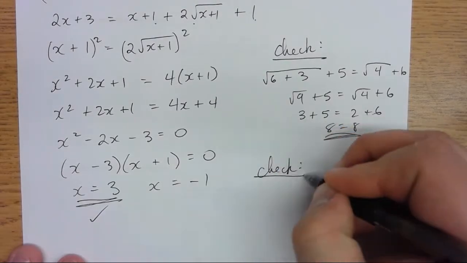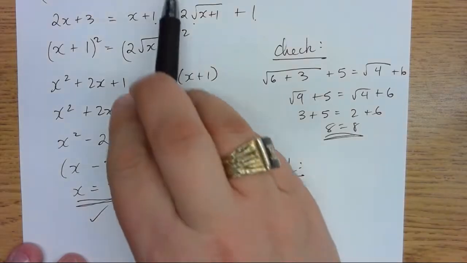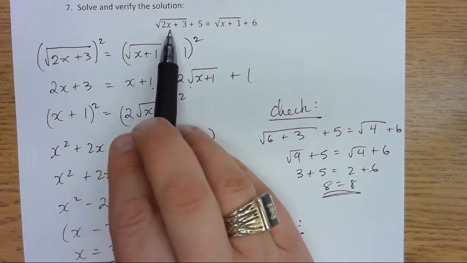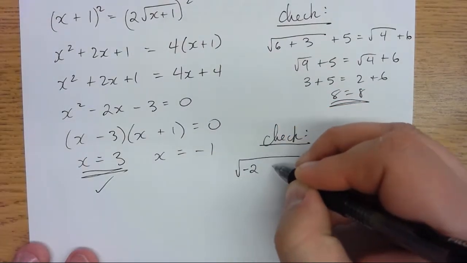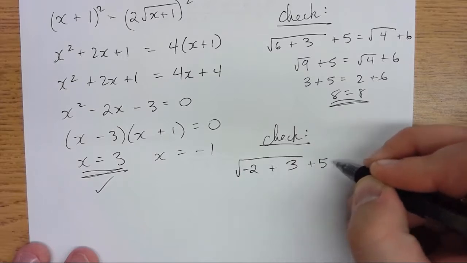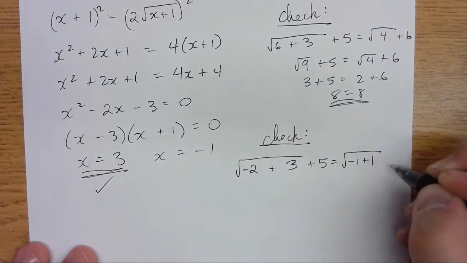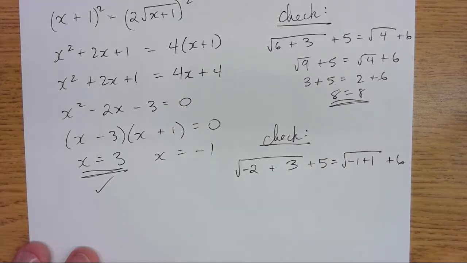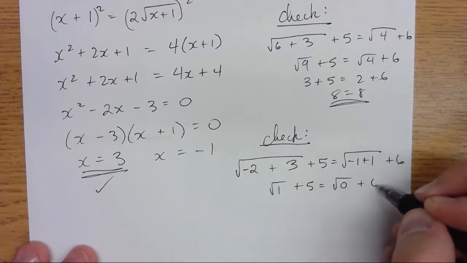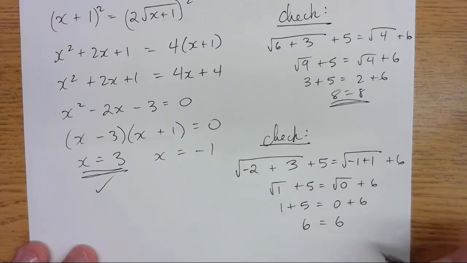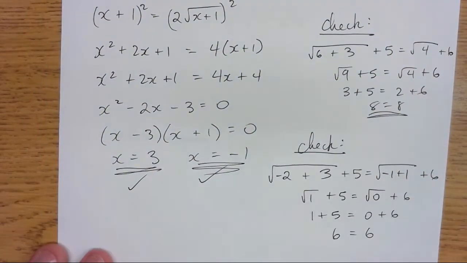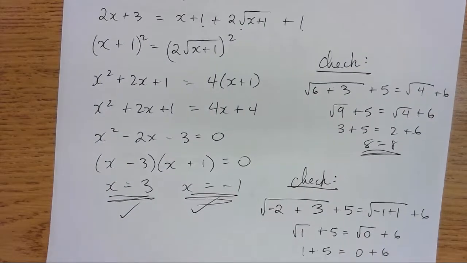Let's see if the other answer works. Let's check the negative 1. So the square root of 2 times negative 1, that makes negative 2 plus 3, and then that plus 5 has to equal the square root of negative 1 plus 1 plus 6. All right, well, let's see. 3 plus negative 2, and that over there is the square root of 0, and that's 1 plus 5 is equal to 0 plus 6, and that one also works. So nobody's extraneous. Both answers work. Okay, so that was number 7.